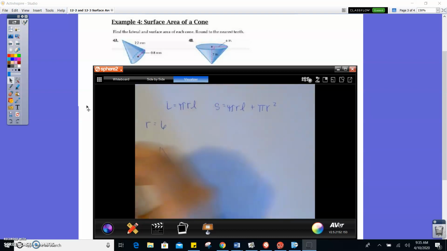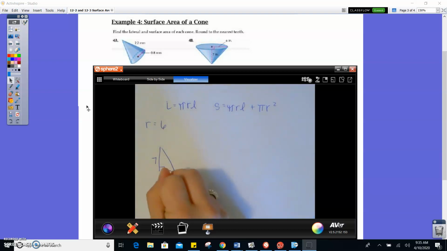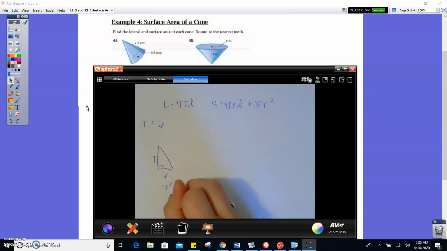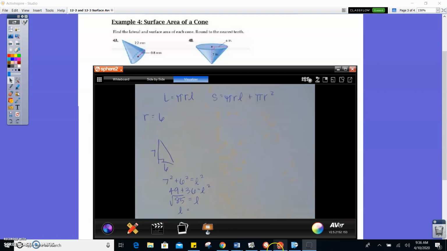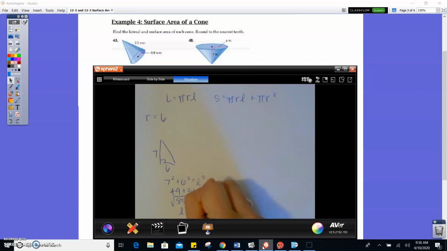So I can use Pythagorean theorem. My radius, which is that shorter leg, was 6, and my longer leg was 7. So I can say 7 squared plus 6 squared would give me my lateral slant height squared. So 49 plus 36 would equal lateral squared. So that's actually 85. And to take the square root of that gives me my lateral slant height. So the square root of 85, we'll come over to our calculator, which is 9.23. So my lateral slant height was 9.23.